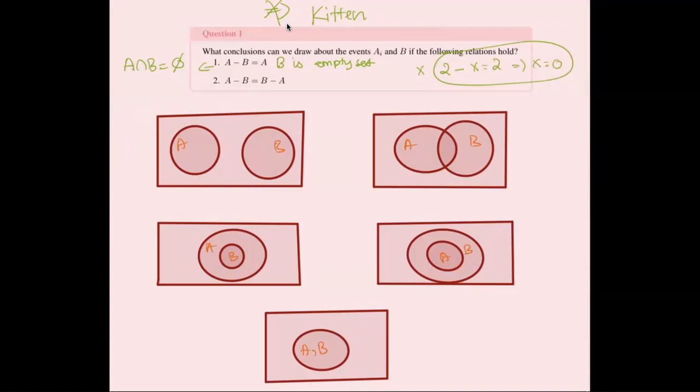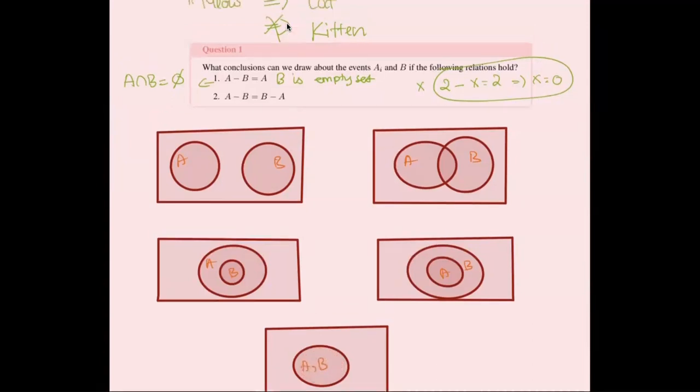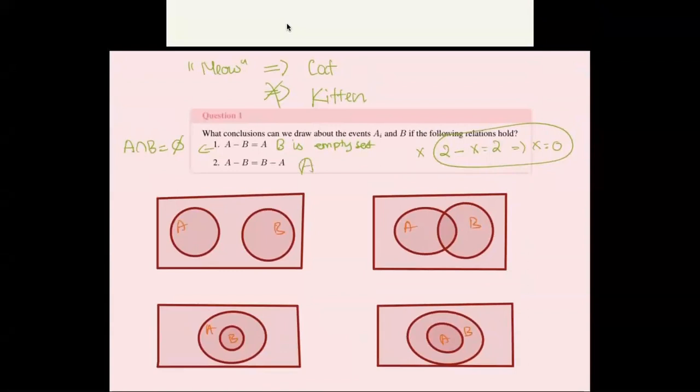Yeah, they share all the elements, right? Because if you look at this, A exclude B is this circle, B exclude A is this one, and they are not the same. You can do that for any of the cases here, and you will see that they are not the same. The only situation that works is this one. So we can say that A is equal to B.